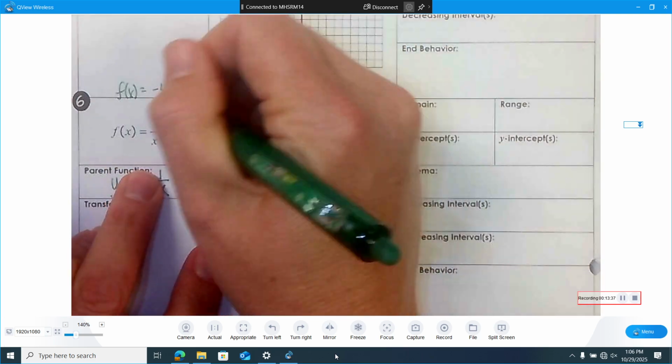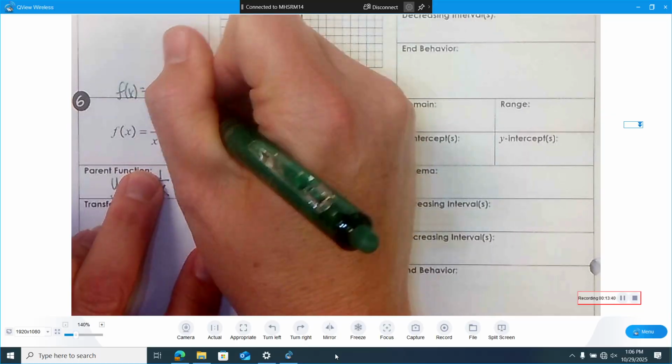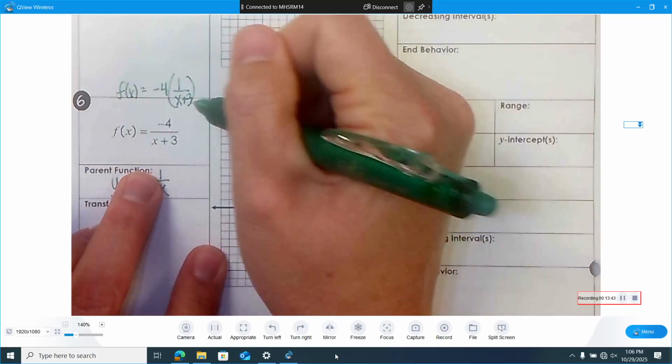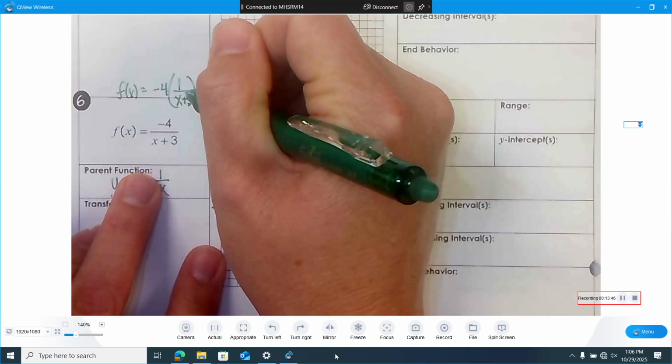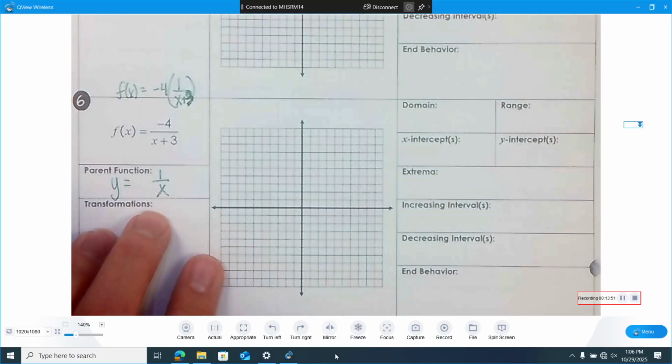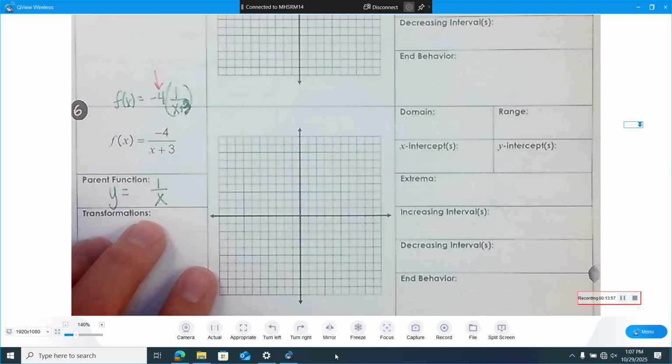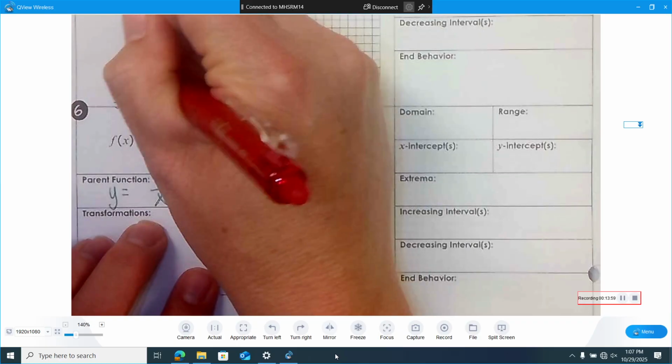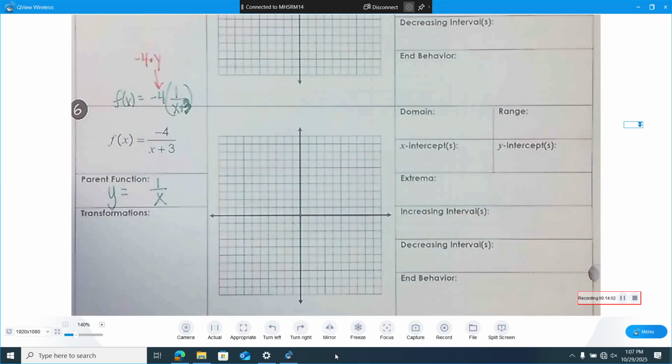I can take that -4 off the front, pull it out in front, and then I have 1 over x plus 3. All right, so there's our 1 over x part, and we've got that plus 3 in there. What is the -4 doing to our function? It's times the y. Okay, so -4 times the y values. It is affecting the y values. It's going to flip them vertically and then make them taller by 4. So it is a vertical stretch by a factor of 4 and also a vertical reflection.